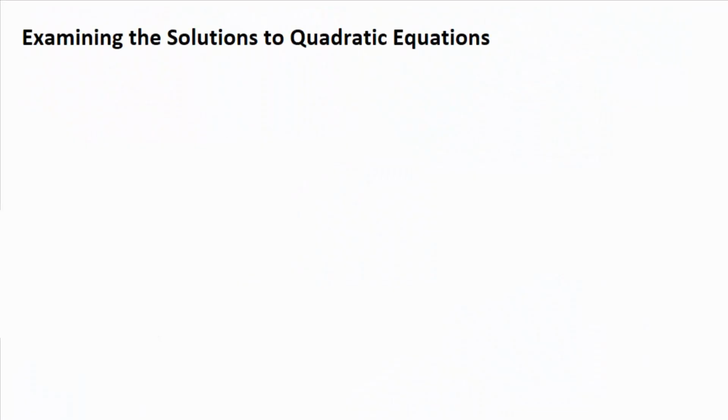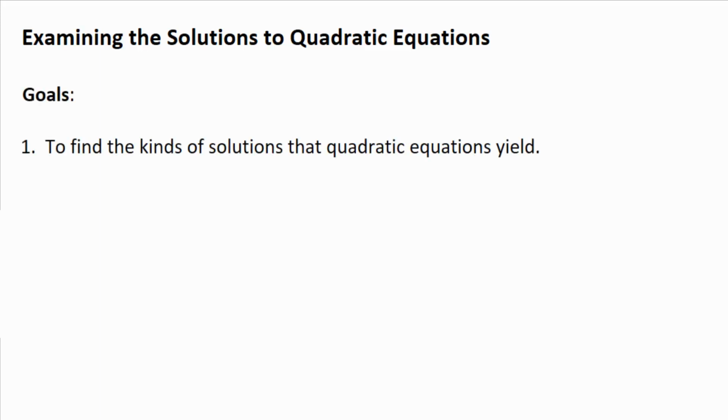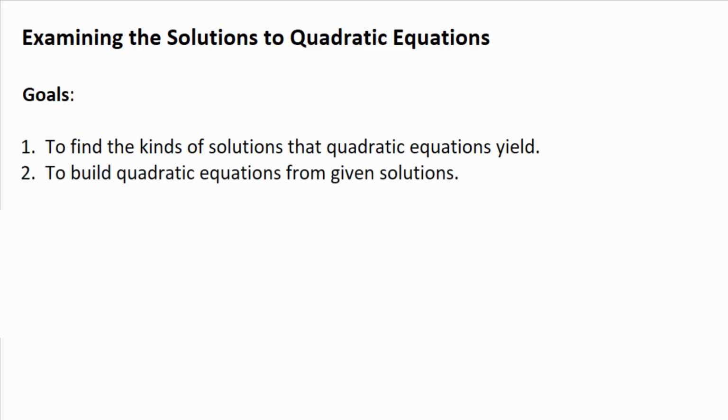We're talking about examining the solutions of quadratic equations. The goals: one, to find the kinds of solutions that quadratic equations yield, the kinds of numbers, in other words, you get. Are they real numbers? Are they complex numbers? That sort of thing. Goal number two, we want to build quadratic equations from given solutions. In other words, we're going to go backwards. I'm going to give you a couple of solutions, and you're going to give me a quadratic equation that would have those numbers as solutions.